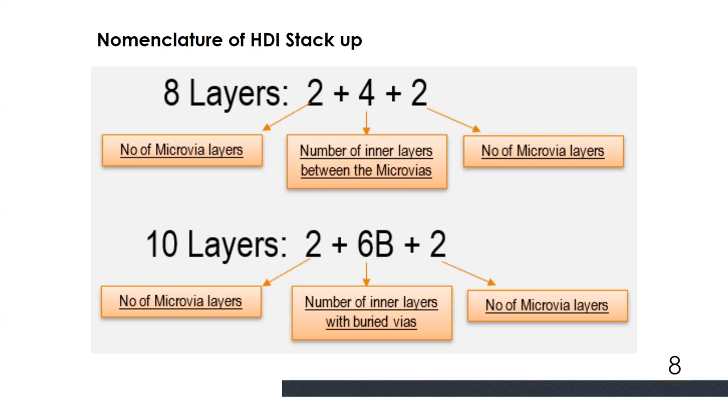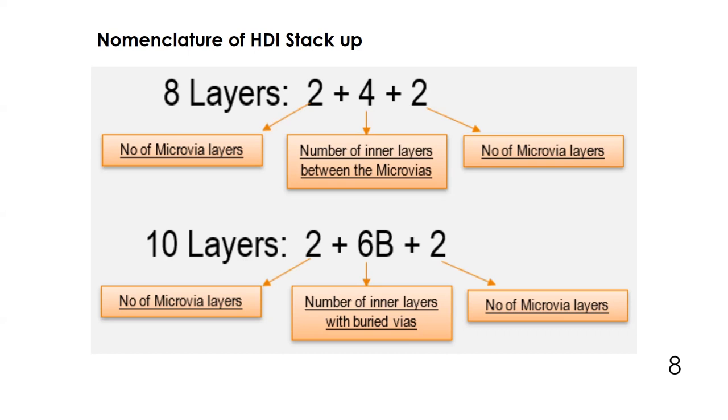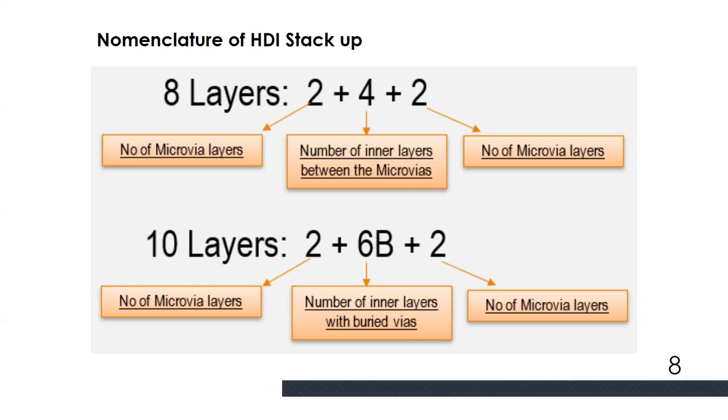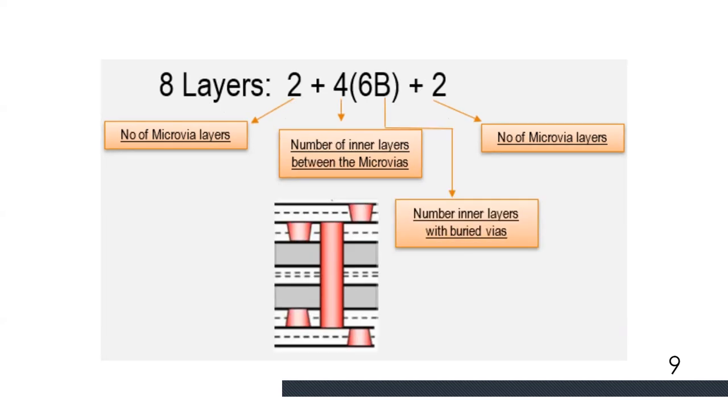So what is the 4 here? It is the number of inner layers between the microvias. You understood, right? The number of layers between the two microvias. If it is a 10-layer board, now here it is 2 + 6 + 2. That means all these internal layers are buried layers. 6 layers are buried layers, with 2 microvias on top, 2 on the bottom, and all the 6 layers are buried layers. We can see the picture representation also here. It's simple. Now, here we have defined it more clearly.